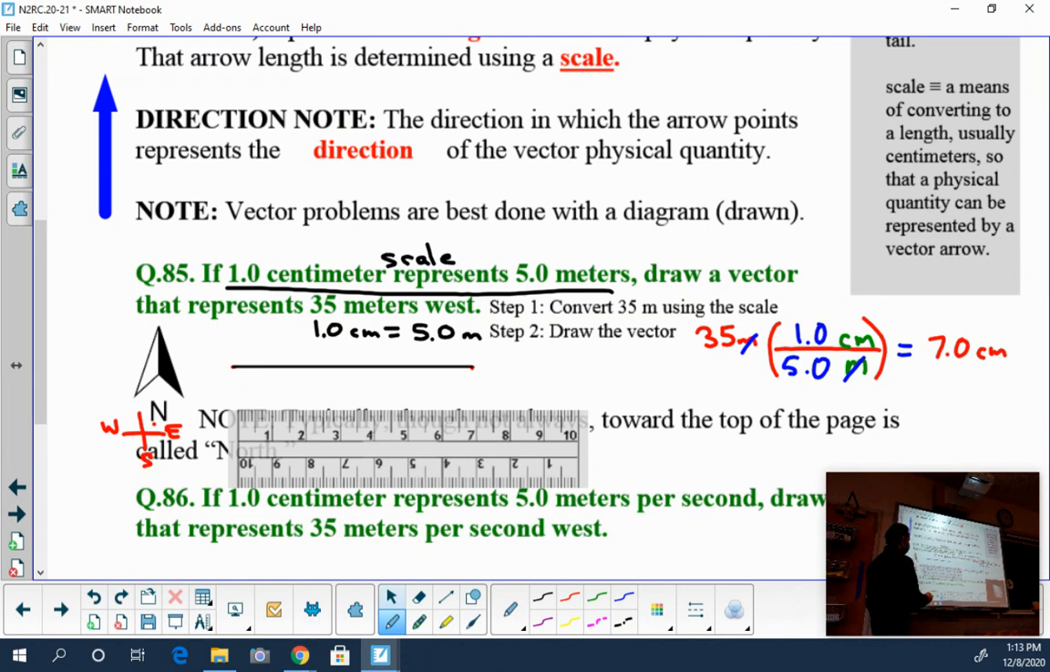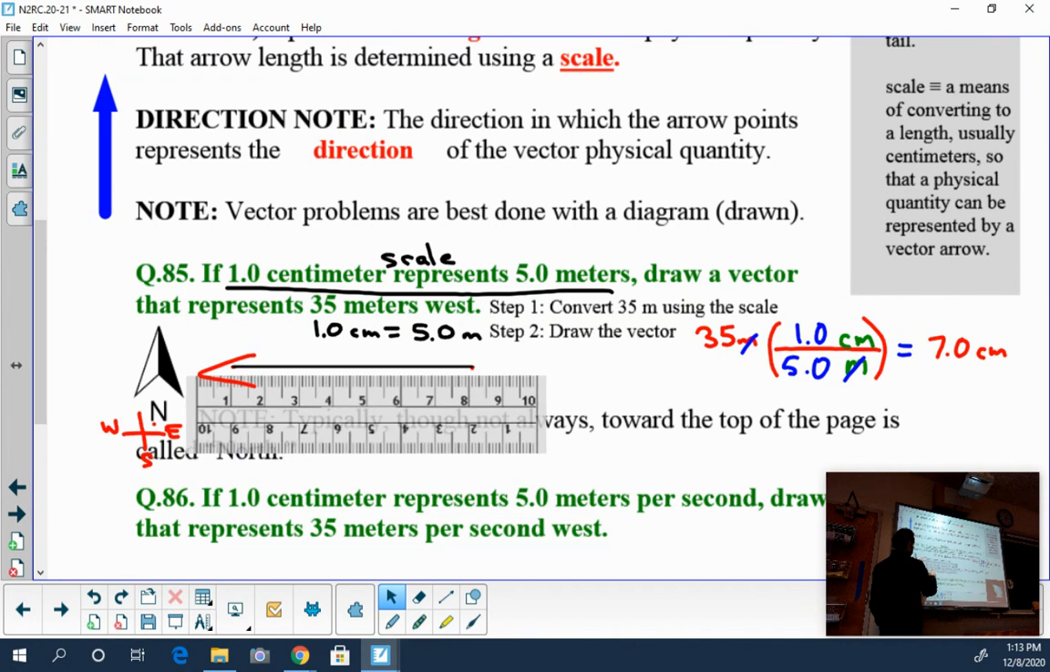West is going to be the left. You come over here like, oh, cold. You just killed it. Yes, it's west, but it's the wrong length. Your sloppy arrowhead now made this 8.2 centimeters long. That is not 35 meters. This is no longer correct.